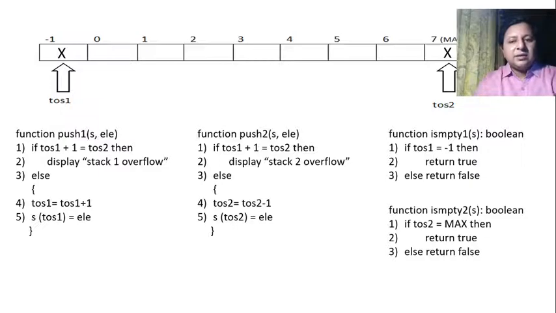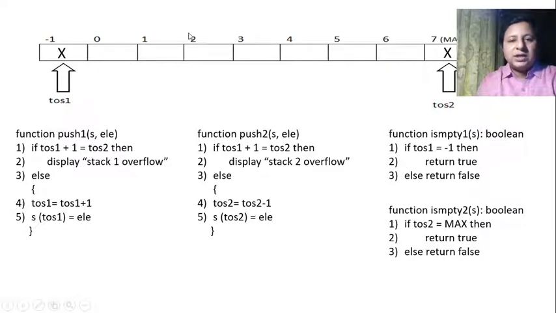And that's the reason you can see your toss1, as I said, I'm talking about implementation. So it's going to start from 0, so initially it is at -1. If the array is of size 7, the effective part I can use is 0 to 6. So my toss2 will be at 7, which is obviously at max.